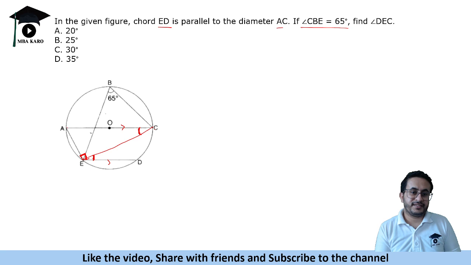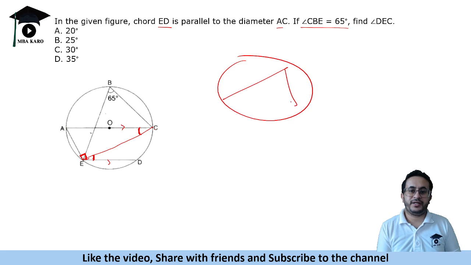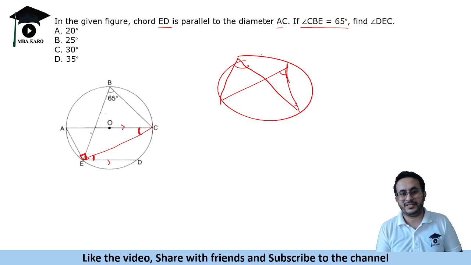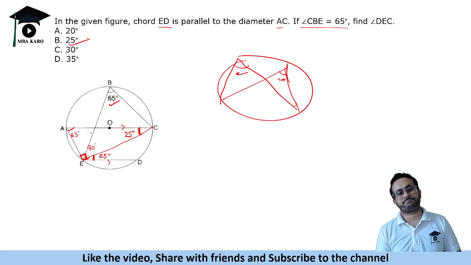Now if you look at this, there is a theorem which says that if there are two angles like this, they call it angles in the same segment. You do not need to remember the wordings, just know that if two angles are like this, they are equal. So if this is 65, this is also going to be 65 degrees. This is 65, this is 90 because it is the diameter. So 65 plus 90 is 155, the remaining is 25. If this angle is 25, then this angle is also 25 degrees.